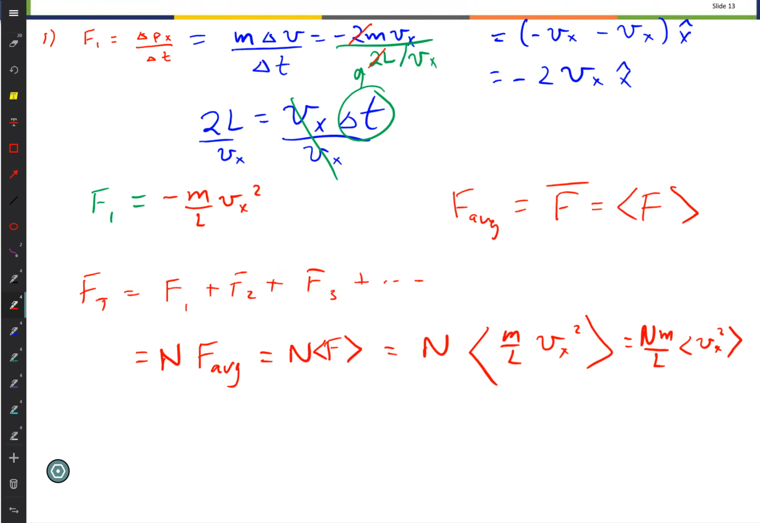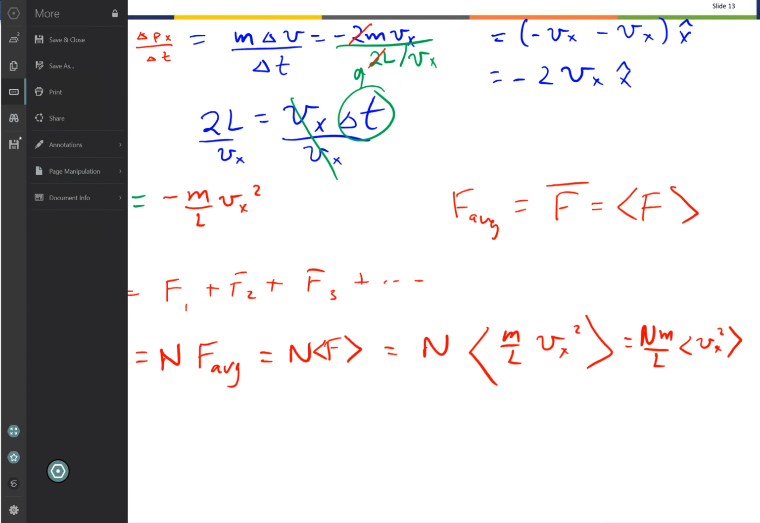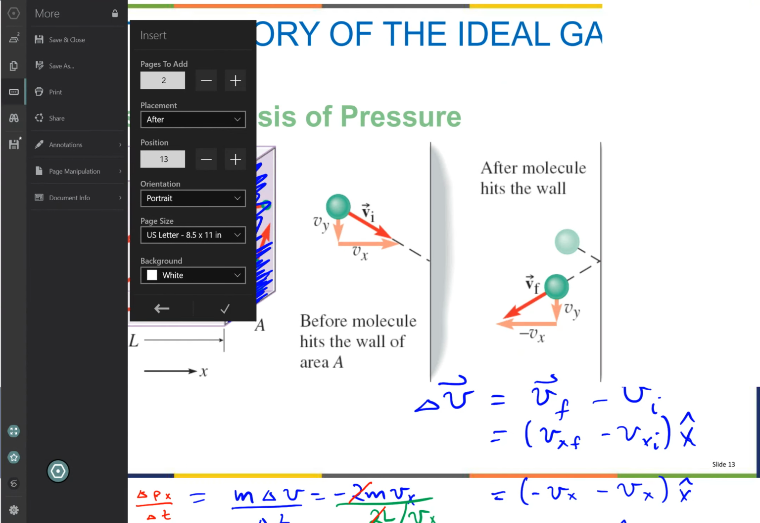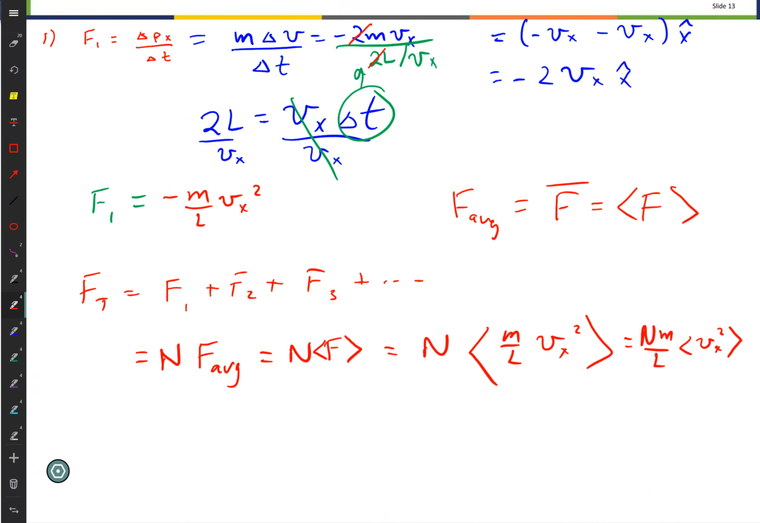So that's the force. I still have much more to do here. I'm going to add a page here before I forget. Insert. Let's do 2 just to be safe. Okay, so I got my pages inserted. Going to the next page just to continue on.